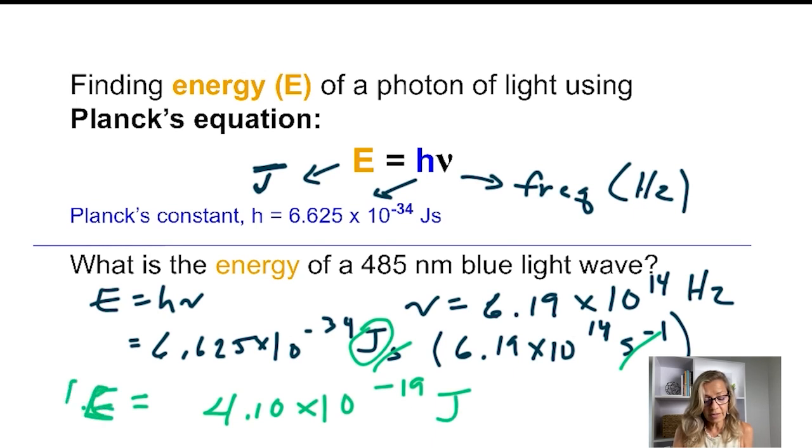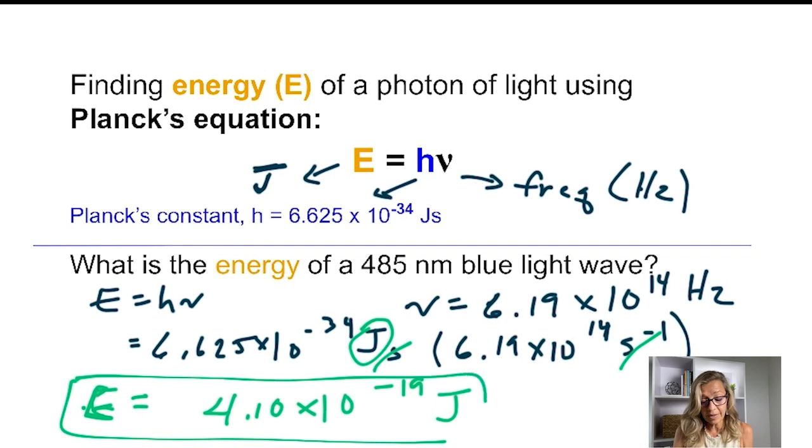That is energy. And you say, well, that's a tiny number. Well, a photon is a tiny little package of energy, a particle of light. I hope that helps you understand waves, frequency, wavelength, speed, and energy. Stick with me. We're going to get to electrons really soon.